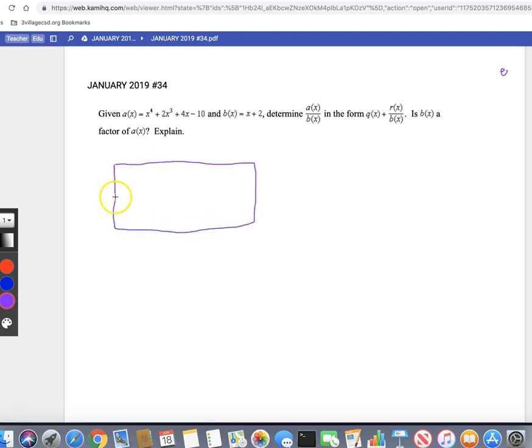The number of rows in our table would just be 2, because the divisor b of x is just an x and positive 2. And then the number of lines that we need to draw, because a of x is a fourth degree polynomial and b of x is a first degree polynomial, the difference in those degrees is 3, so we'll need to draw 3 lines here, which would give us 4 columns in our table.